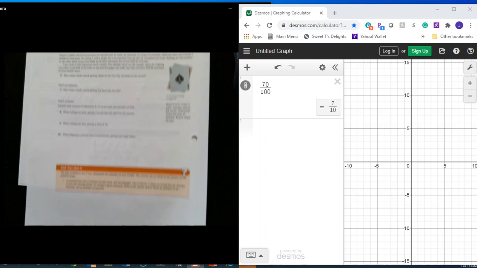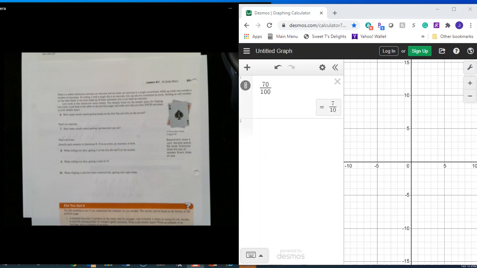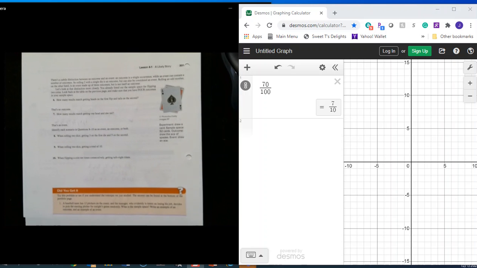It says, there's a subtle distinction between an outcome and an event. An outcome is a single occurrence, while an event can contain a number of outcomes. So rolling 2 with a single die is an outcome, but can also be considered an event. Rolling an odd number, on the other hand, is an event made up of 3 outcomes, but is not itself an outcome. Let's look at the distinction more closely.